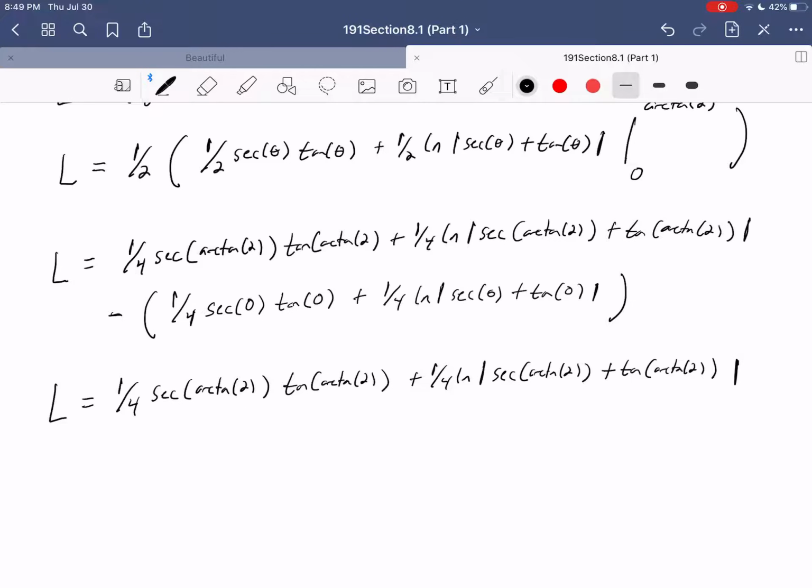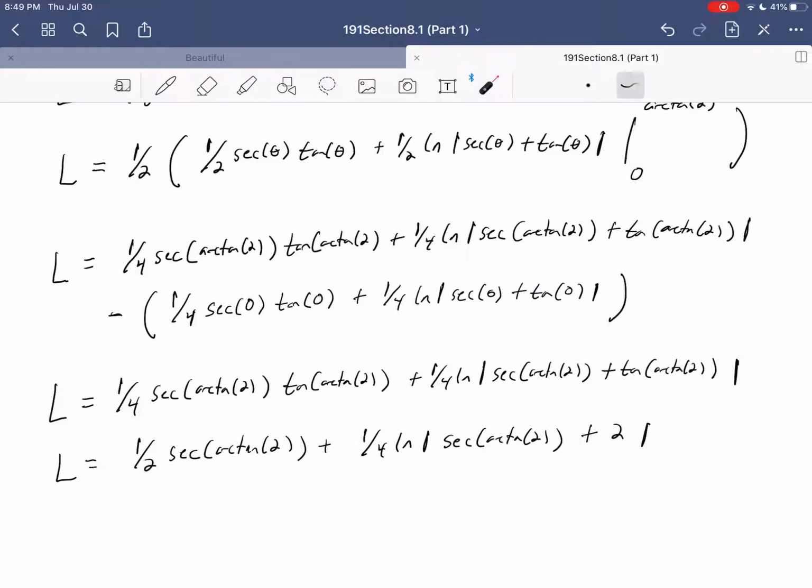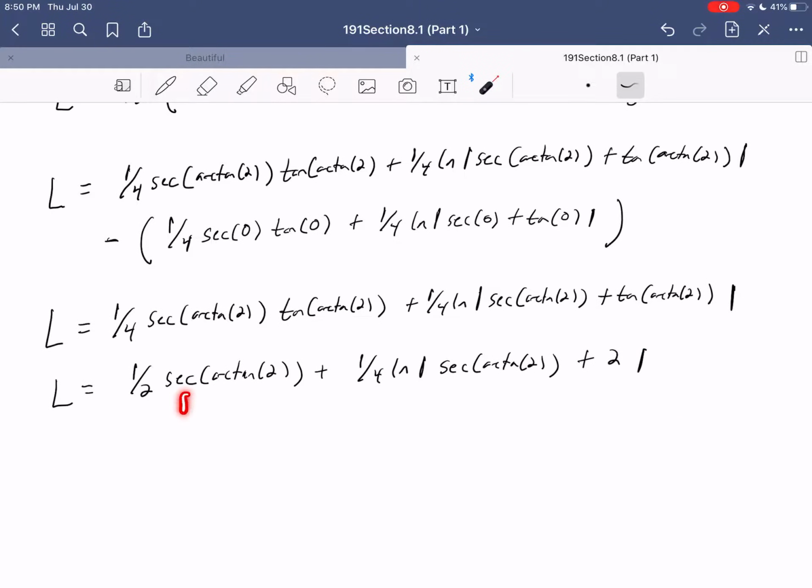Okay. Now we should be able to also recognize that tangent of arctangent is just going to cancel out, so these should be 2's. So we can get this to 1/2 secant arctan 2 plus, looks like 1/4 ln secant arctan 2 plus 2. Now, at this point, we could just leave it alone or just type it into a calculator. You can actually determine secant of arctan of 2.